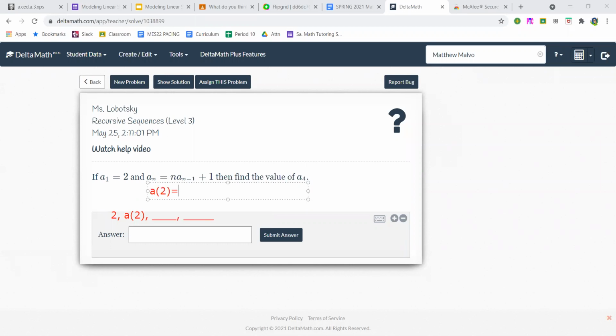So n is 2. So I'm going to replace n with a 2. And then I know that A sub n minus 1 means my previous term. So I'm going to multiply 2 times my previous term, which just so happens to be 2. And then I'm going to add 1. So A of 2 is now equal to, do the math, 5.